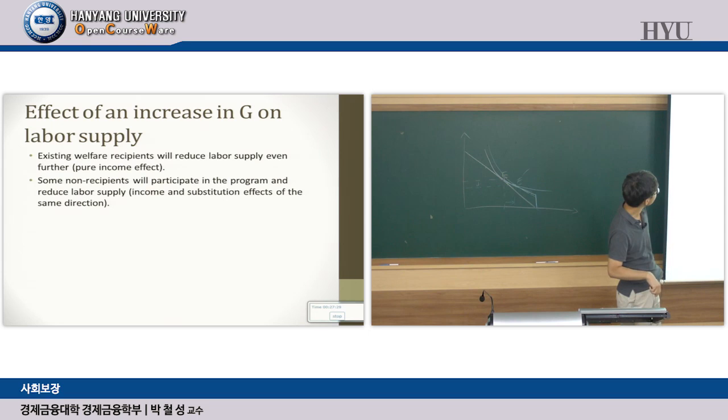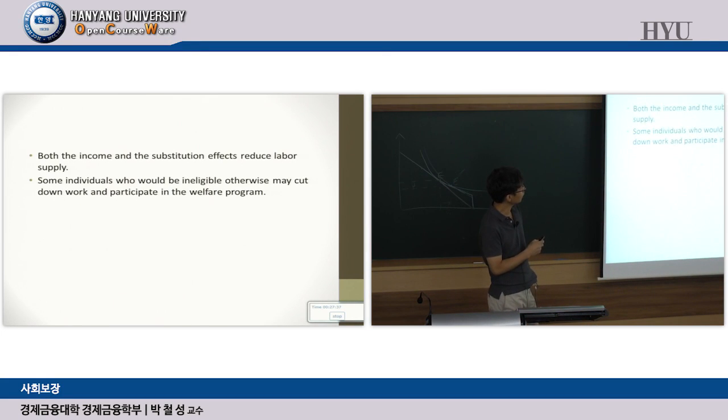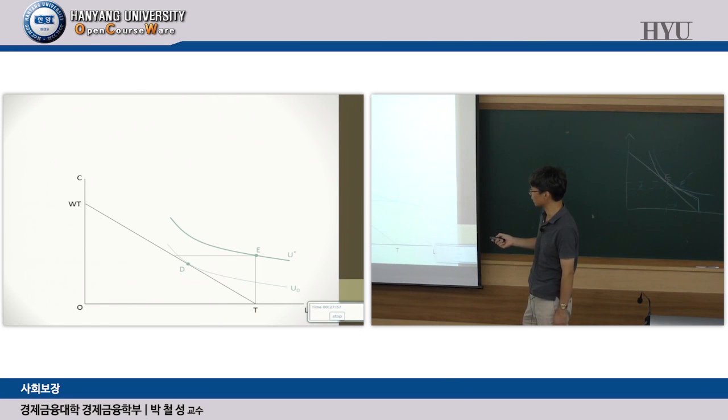So in summary, two things. Both the income and the substitution effects reduce labor supply. That's what we have seen. And the second effect is that some individuals who would be ineligible otherwise may cut down work and participate in the welfare program. That's the second thing. And then this one extreme case is that with a 100% implicit tax rate, no welfare participant has an incentive to work. Okay? So no one will work here.